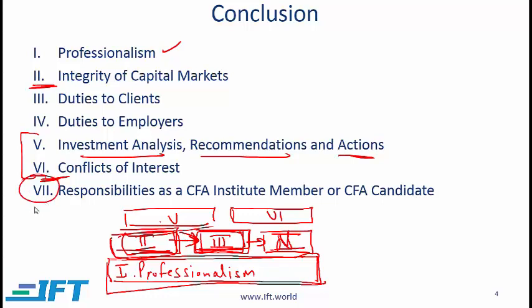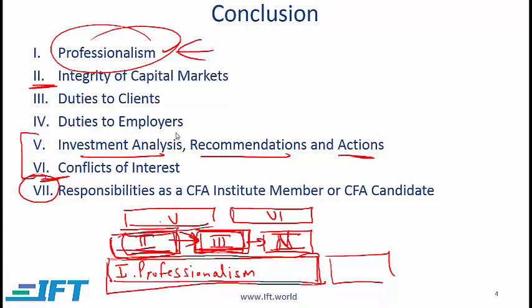And the final standard 7, I would say that this is just an extension of standard 1, in the sense that obviously, since you are practicing in the investment management industry, you need to have a certain level of professionalism. If in addition you have signed up as a candidate in the CFA program, then you need to follow the rules of the professional body with which you are now associated. So that is simply an extension of professionalism. So I would put that over here as standard number 7.